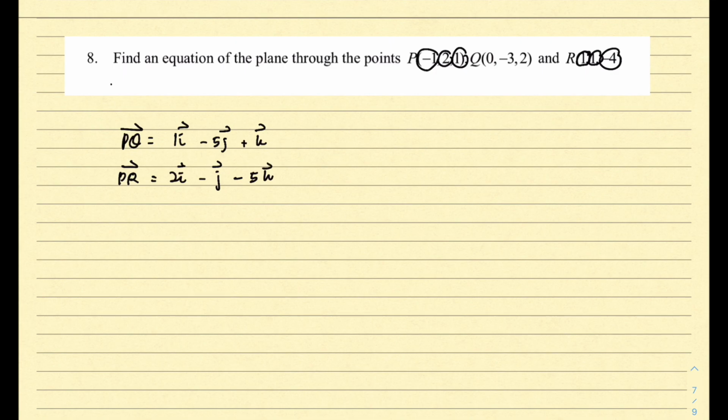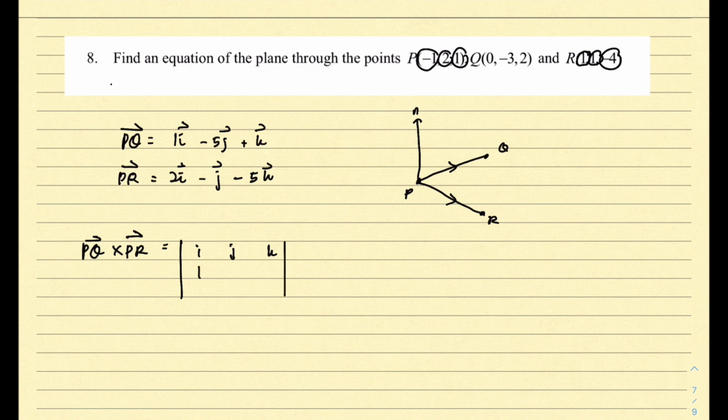Okay, so now you already have PQ and PR. So we have point P here, point Q here, and point R here. This one is PQ, this one is PR. When we take the cross product, what we will have is the vector N here. So let's perform the cross product, PQ cross PR. You will have I, J, and K. For PQ we have 1, negative 5, and 1. And for PR we have 2, negative 1, and negative 5.